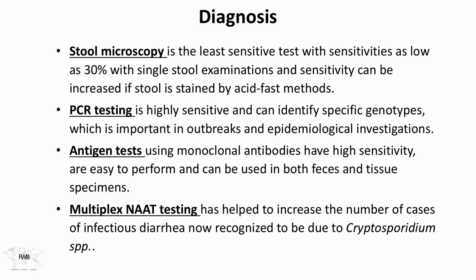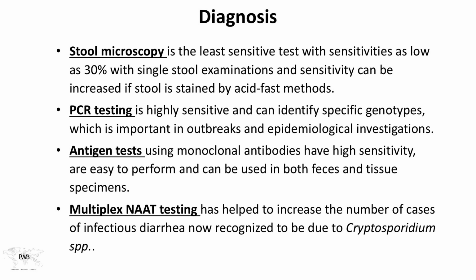What about PCR? Moving on, we need a more sensitive test. PCR testing is highly sensitive. This also tells a little bit about which genotype, so it's been important in outbreaks and epidemiological investigations. Another option, antigen tests. These use monoclonal antibodies and actually have high sensitivity. They're easy to perform. They can be used both on feces as well as tissue biopsy specimens.